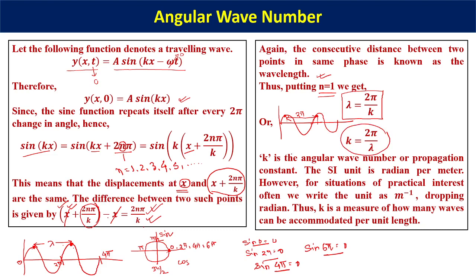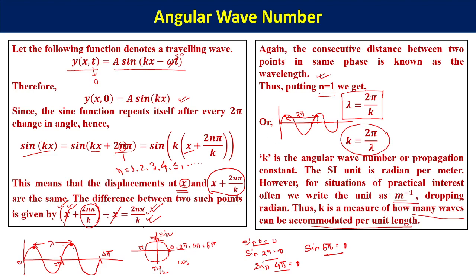So physically what does it mean? Physically it means k is basically a measure of how many waves can be accommodated per unit length, or per unit distance you can say, because lambda is a measure of the distance. Twice pi is a radian, but often for practical purposes we drop the radian sign and write the SI unit of k to be meter inverse. But to be more accurate, we should write it as radian per meter, but sometimes radian doesn't matter, we write it just as meter inverse.